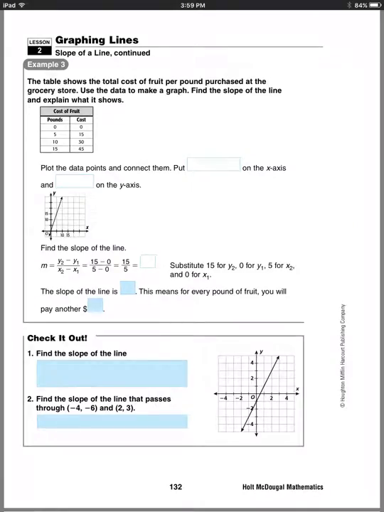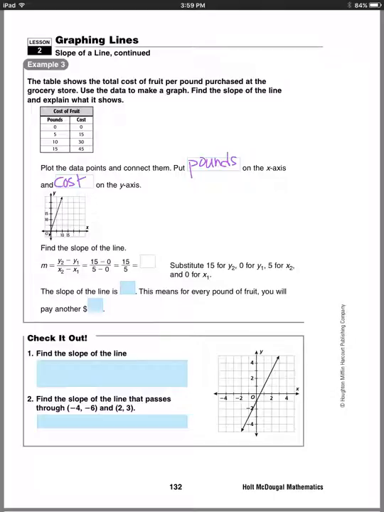The table shows the cost of fruit per pound purchased at the grocery store. Use the data to make a graph, find the slope of the line, and explain what it shows. So plot the data points and connect them. Pounds on the x-axis, cost on the y-axis, because pounds, you can buy as many pounds as you want. That's the independent variable. You get to choose how many pounds, and then the cost you pay is dependent on how many pounds you picked up.